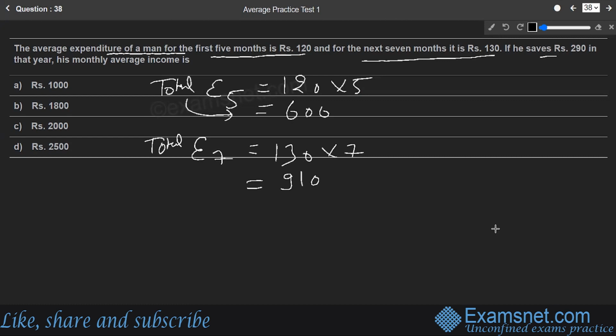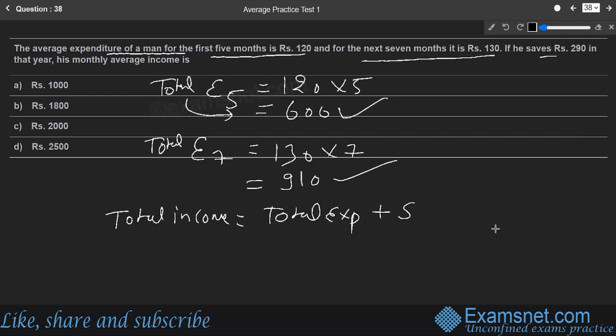Now, what is it asking for? If he saves 290 rupees in that year, his monthly average income is? So obviously expenditure plus the saving will be equal to the total income. We have calculated the two expenditures. Now we are supposed to find the income. The total income is nothing but the total expenditure plus the saving. This is always the total income. How much is going to be the total income? Income of the first 5 plus income of the next 7, that is 600 plus 910 plus the saving. He has already mentioned the total saving is 290.